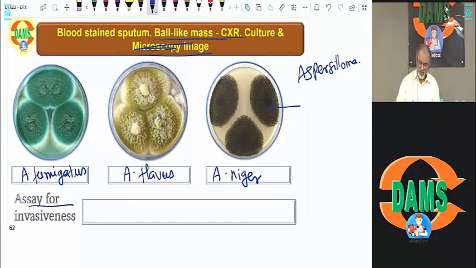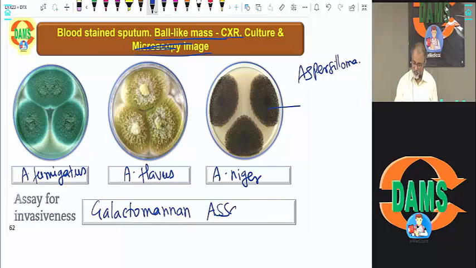And assay for invasiveness. For invasive aspergillosis, there is a famous test called Galactomannan assay. If it is positive, it indicates invasive aspergillosis. Galactomannan assay indicates invasive aspergillosis. Okay.